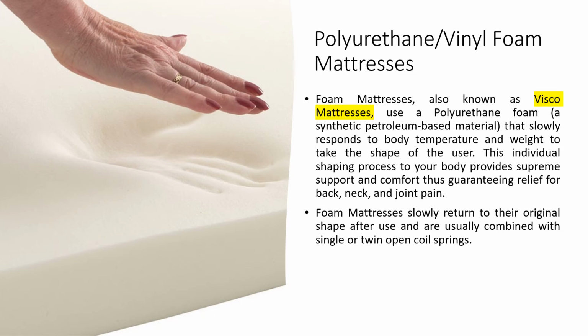Polyurethane or vinyl foam mattresses are also known as visco mattresses. They are made of polyurethane foam, which is a synthetic material. These mattresses slowly respond to body temperature and take the shape of the individual user. This quality guarantees relief for back, neck, and joint pain.